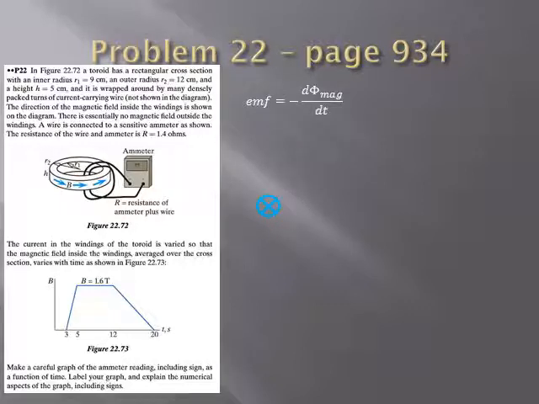So, got to use Faraday's law. How is my flux changing? Well, I have some B field going through an area. What's actually changing? Well, the B field's changing. My area is staying the same.